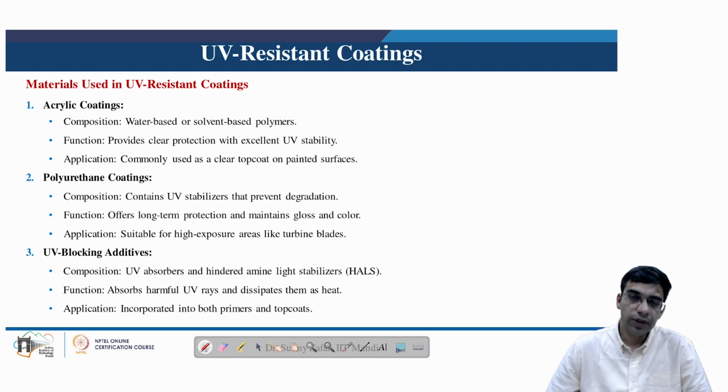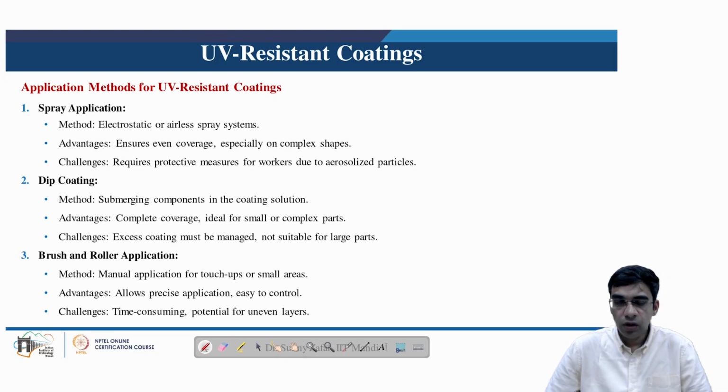The third type of coating materials includes ultraviolet blocking additives. The composition of such materials is ultraviolet absorbers and hindered amine light stabilizers, or HALS. The function of these materials involves absorption of harmful ultraviolet radiation and dissipating it in the form of heat. These are incorporated in both primers as well as top coats.